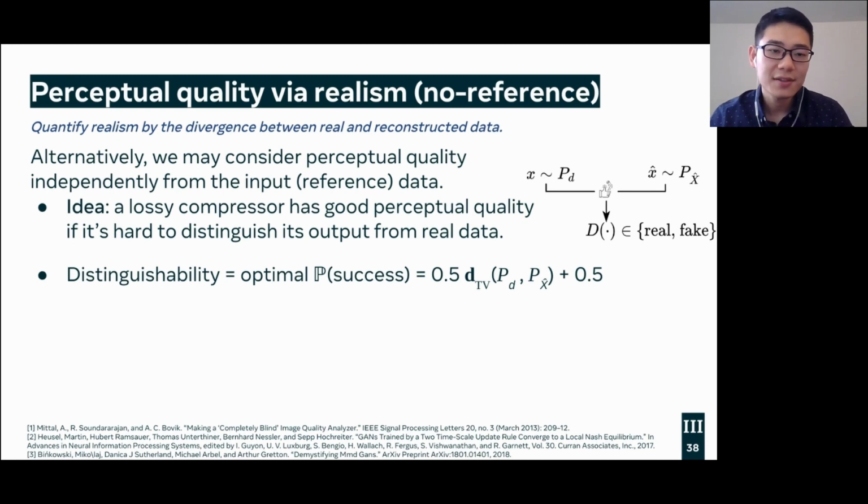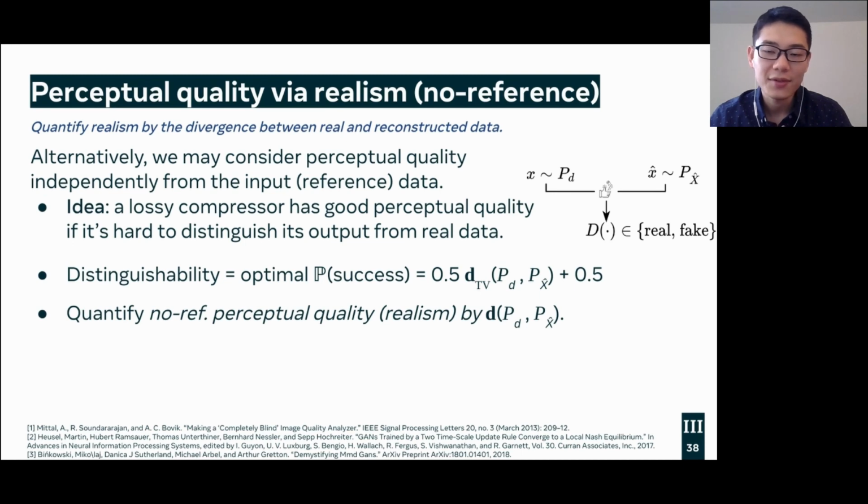So this suggests that we can use this divergence between these two distributions as a way to quantify perceptual quality or realism. And again, the intuition here is that compression artifacts are what give away the fact that we're looking at reconstructions instead of real images. And if the reconstructions are indistinguishable from real images by any discriminator, then we've achieved perfect perceptual quality or realism. And in this case, the divergence will be 0.